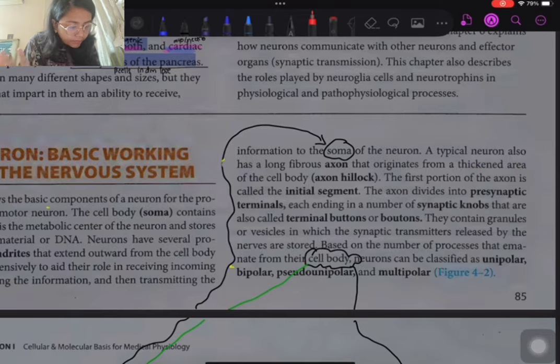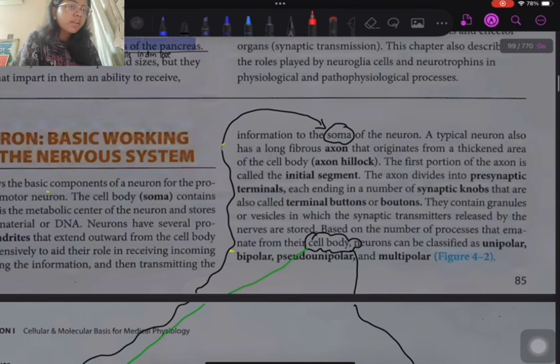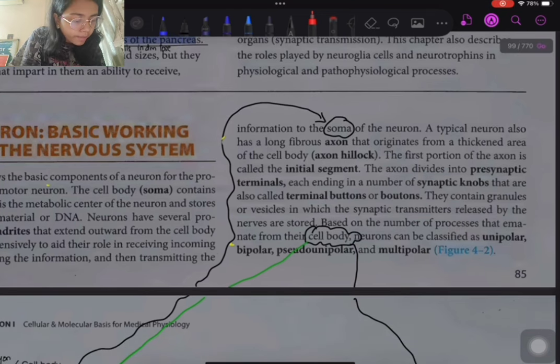Originates from a thickened area of the axon. The first portion of the axon is called the initial segment. The first portion of the axon is not the axon hillock. It is the initial segment. This is very minor. Such questions won't be asked, but you never know, no? It's important to pay attention to these little things as well.